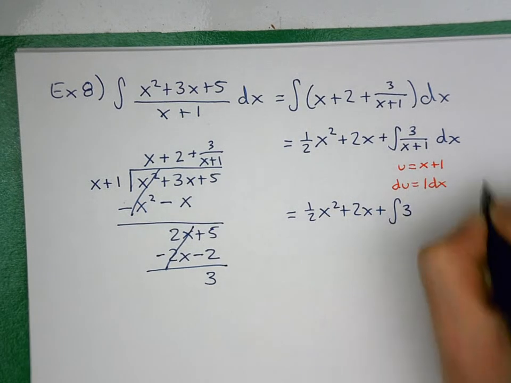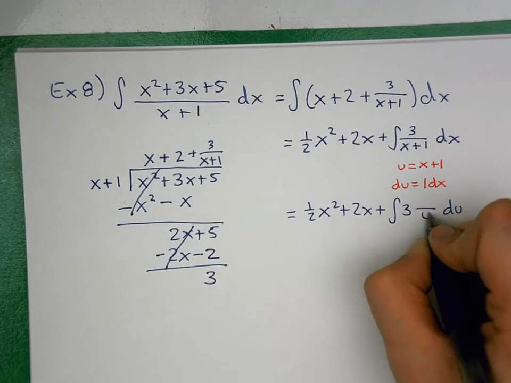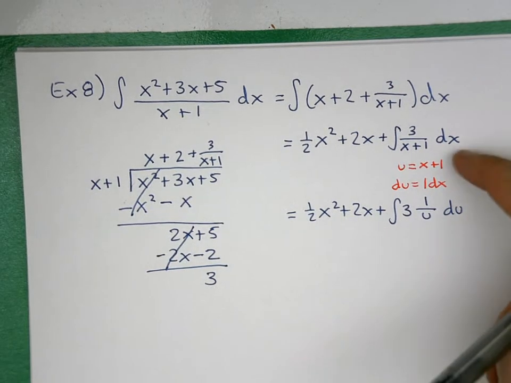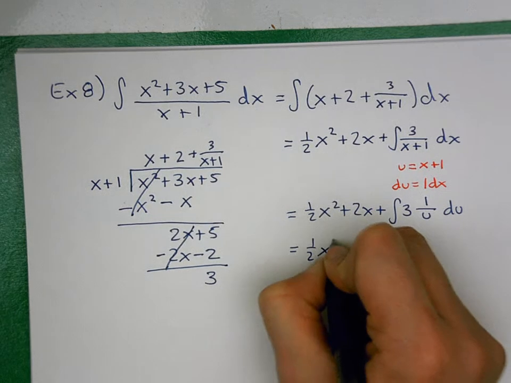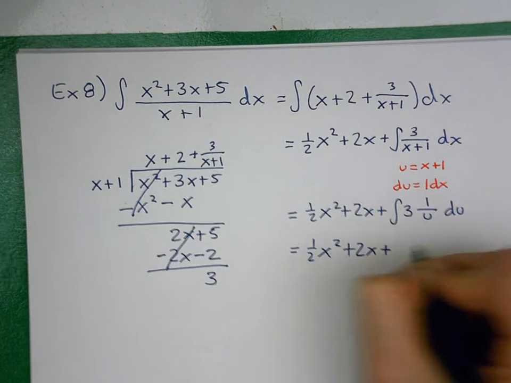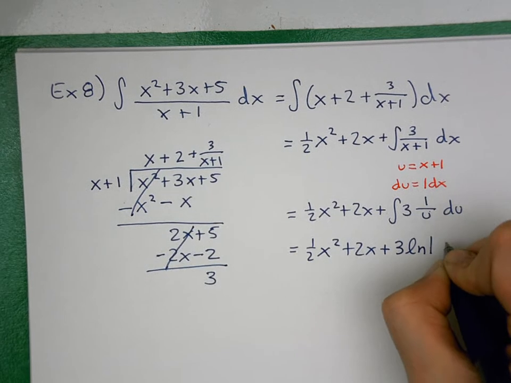dx comes out as du. x plus 1 is u in the denominator. The denominator was not part of either my u or my du. So we have 1/2 x squared plus 2x plus 3, integral of 1 over u is natural log of the absolute value of my u.